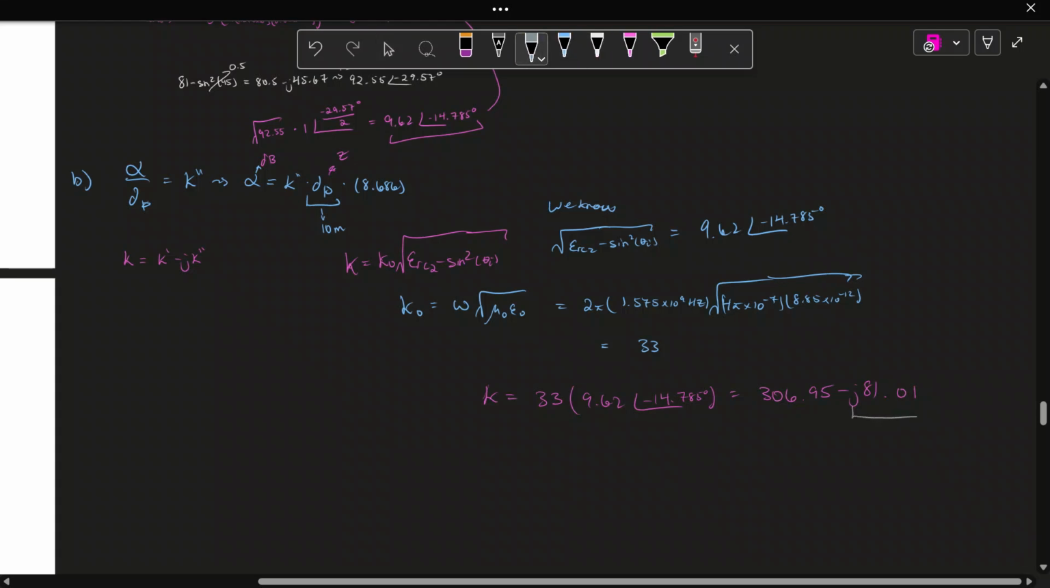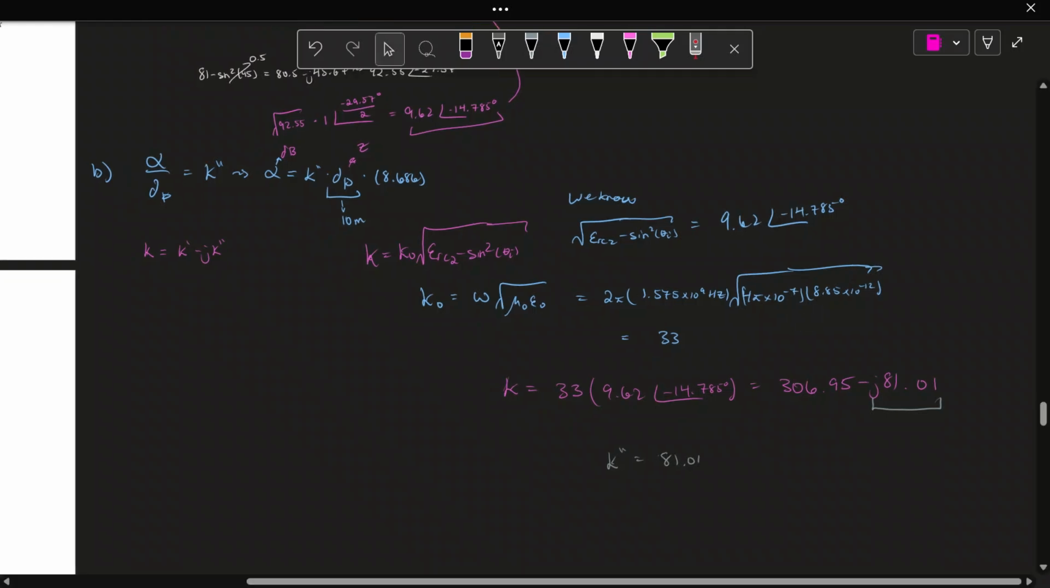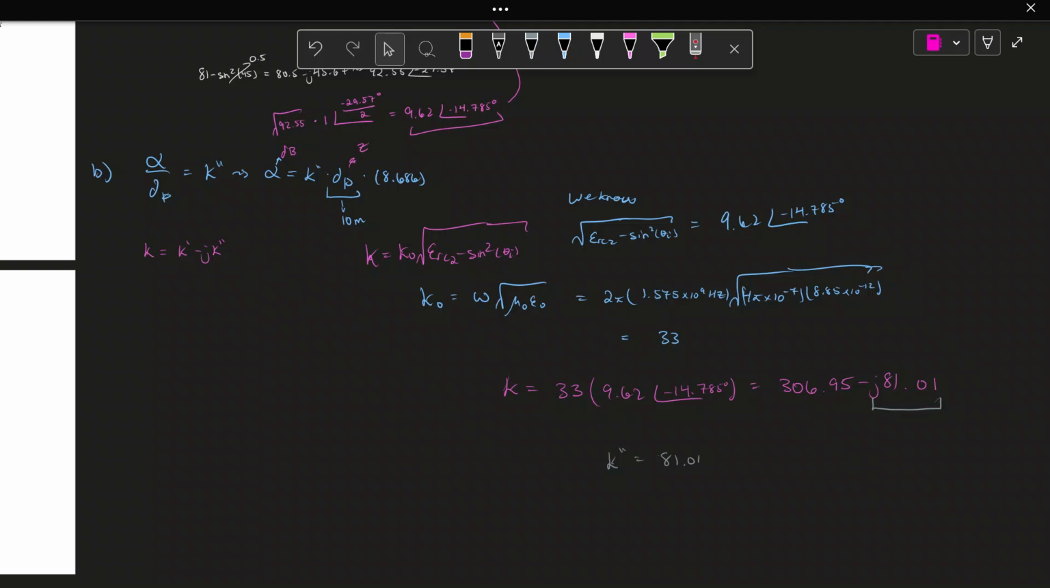What is K double prime? K double prime is the imaginary part of K. So that means K double prime is equal to 81.01. In our cases, we're looking at the absolute value. Even if you have a negative here, then what you would do is change Z to be negative because you're going in the negative direction. You could always just take the absolute value because attenuation, unless you know your attenuation will be negative, meaning your gain is high, then don't worry about it. Just put in the absolute value of your numbers.